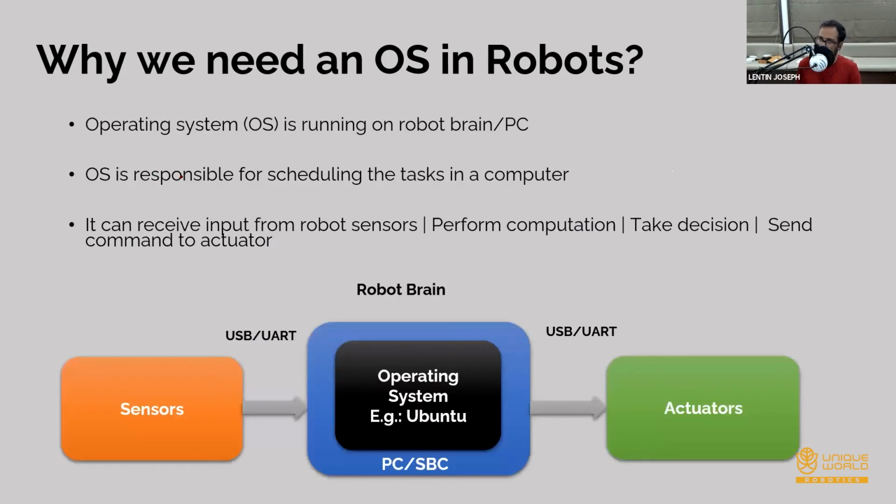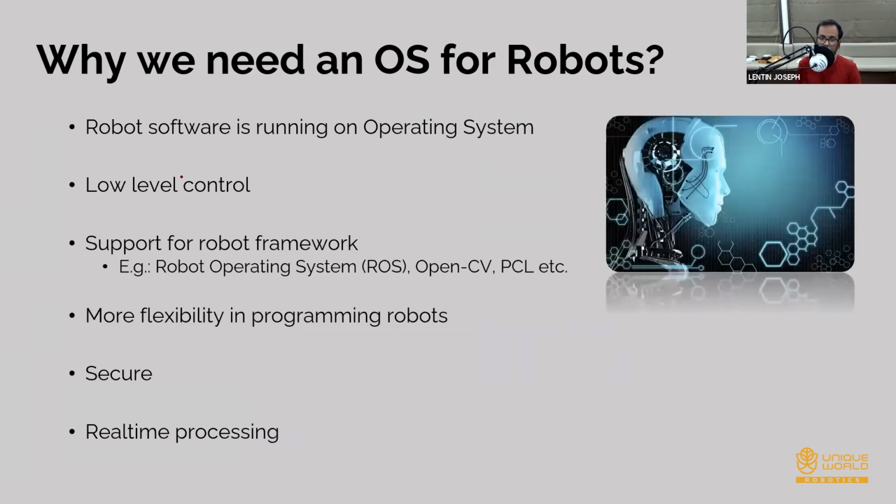So in complex robots, we need a full-fledged PC with an operating system installed. Then you are going to deploy your programs on the computer, on the operating system. So you can compare: for simple robots, we don't need a computer and operating system, but in a complex robot, we can put a computer and install an operating system on it.